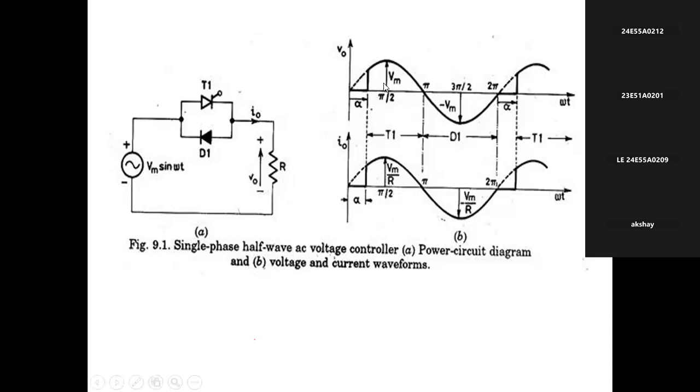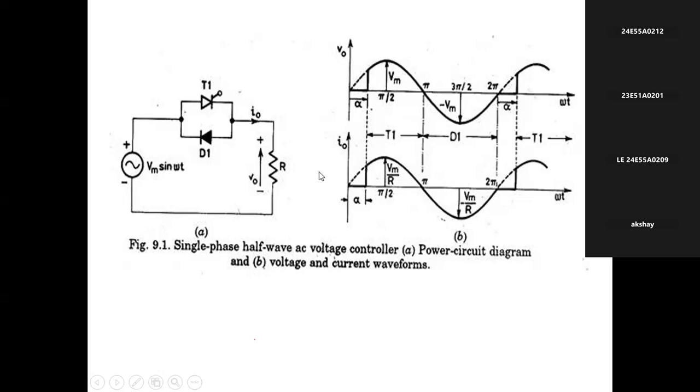Because we are controlling only the positive half cycle. We are not able to control the output voltage in the negative cycle. We are getting the complete negative cycle as output voltage because there is no firing here. Input is AC, output is also AC here. We are getting both positive and negative cycles, but the positive cycle is controllable, the negative cycle is not controllable.